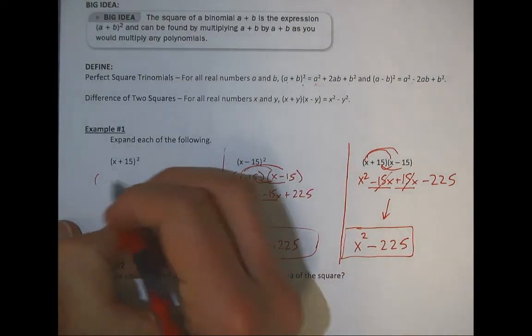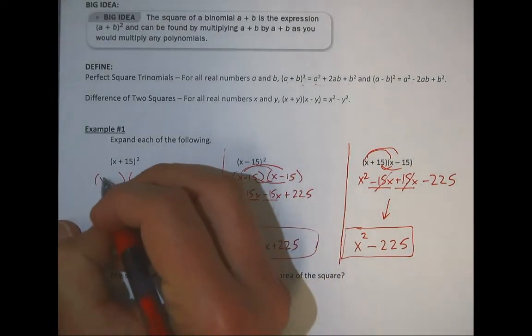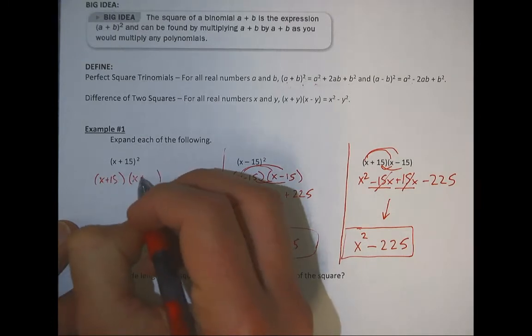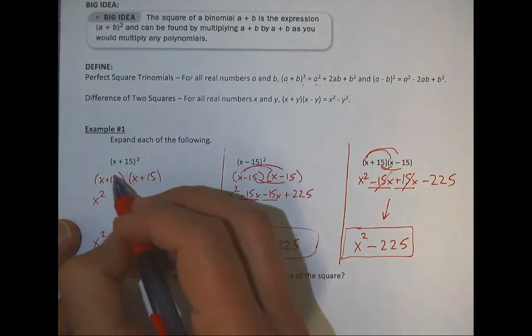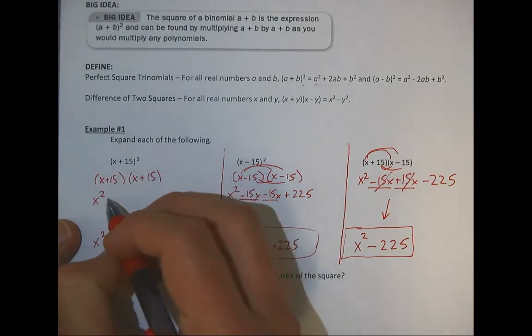In here, times itself, it's x plus 15. So similarly to this, of course, you're going to have x times x is x squared, but then you're going to have a 15x and another 15x. That's why it's a 30x automatically.